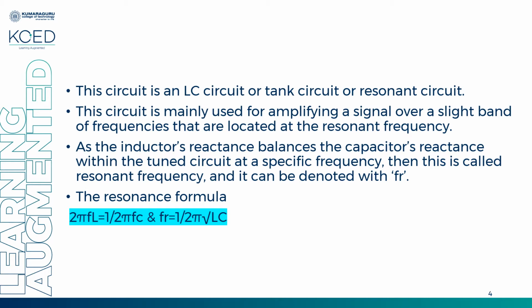We all know what resonance is, and we know the resonance formula. At resonant frequency we have XL equal to XC. So XL, which is 2 pi FL, is equal to XC, which is 1 over 2 pi FC. Or we can say that the resonant frequency can be calculated using the formula 1 over 2 pi root LC.